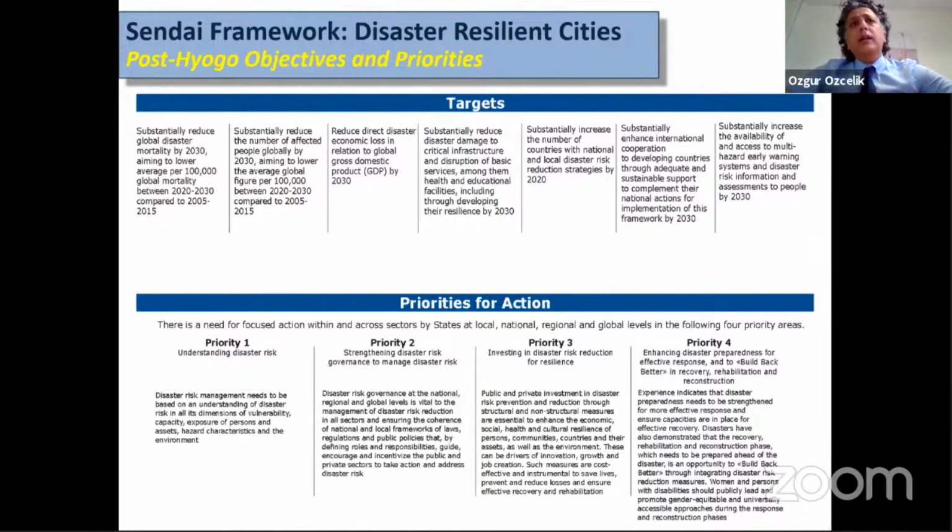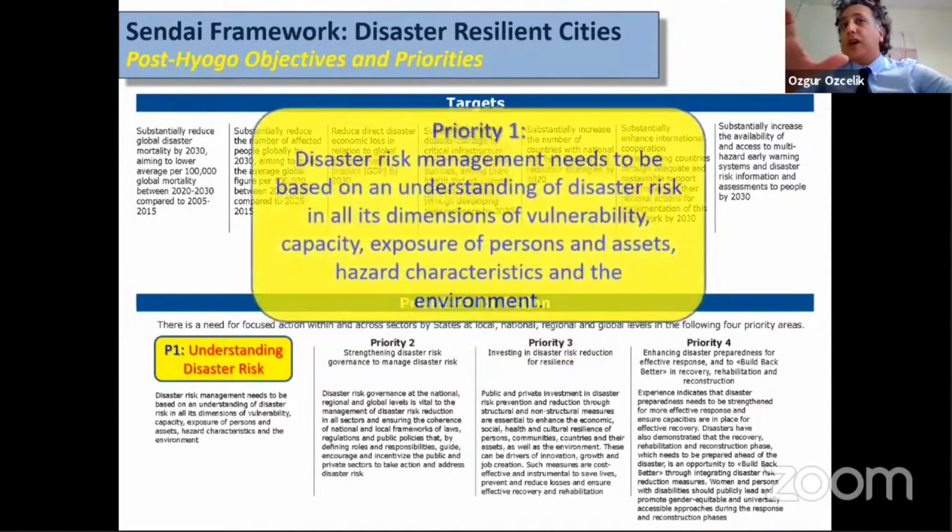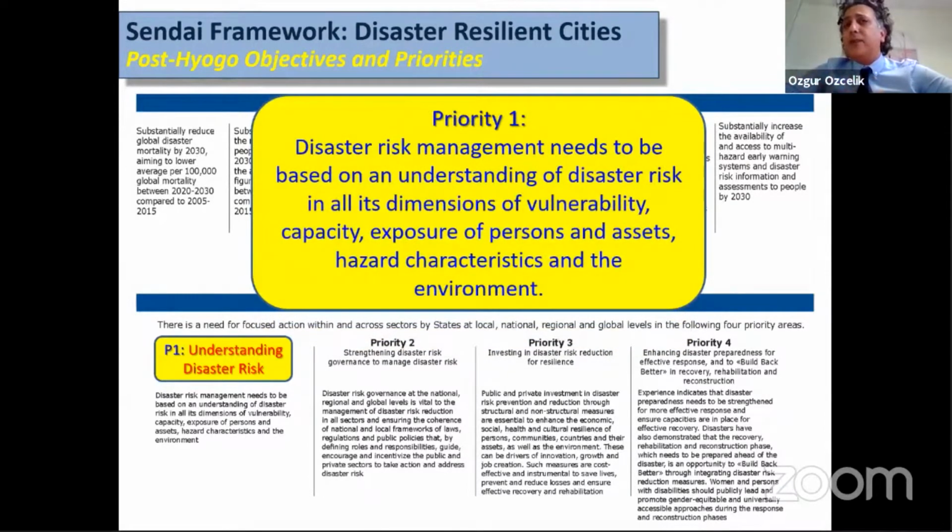After Hyogo, the Sendai framework was set, and the subtitle was Disaster Resilient Cities. And there were certain priorities put forward. The first one was understanding disaster risk, which means disaster risk management needs to be based on an understanding of disaster risk in all its dimensions of vulnerability, capacity, exposure of persons and assets, and hazard characterization.